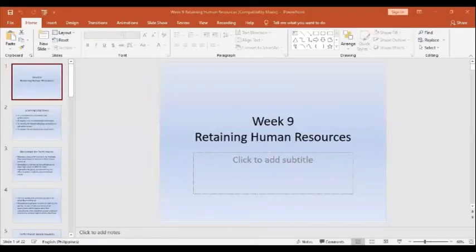Our topic for today is week 9 in your LMS, when it comes to retaining human resources. As I had said, what are the things that we have to consider in retaining the human resources? Of course, it's about motivation, and we also have to monitor and evaluate the performance of the employees, and also provide competent compensation and benefits.